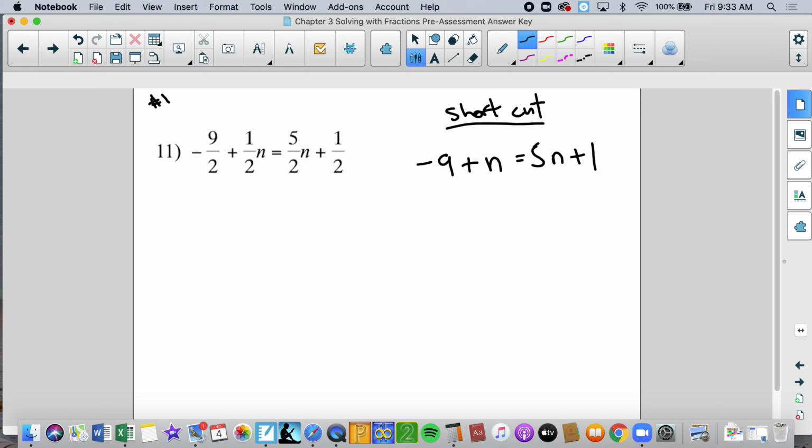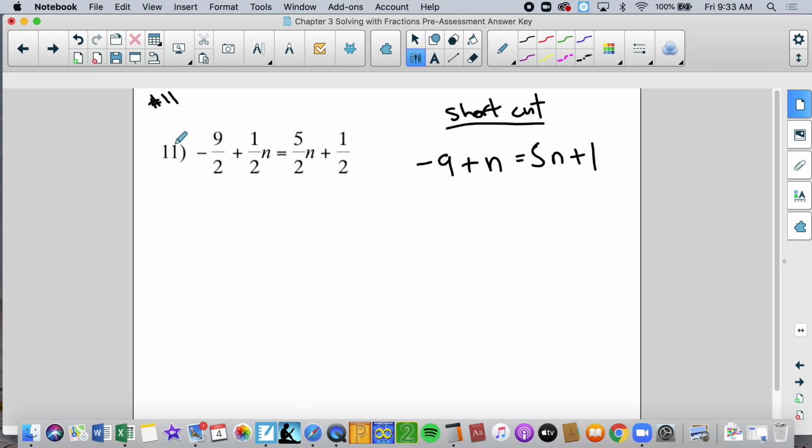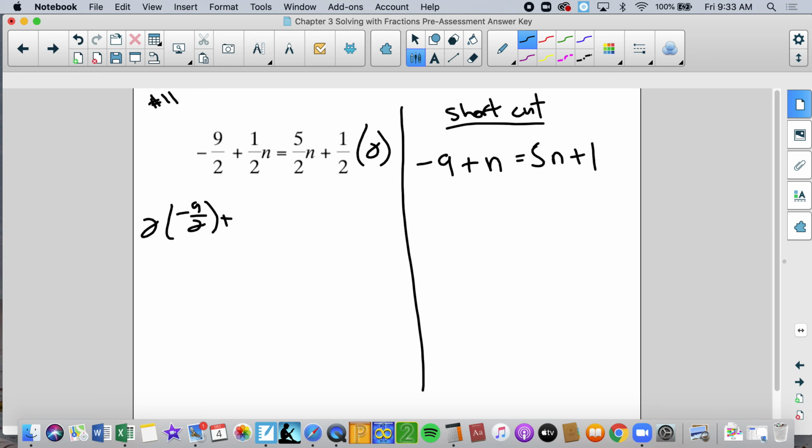Let's do number 11. So we look at the denominators. We're going to multiply everything by 2. So 2 times negative 9/2 plus 2 times 1/2 n equals 2 times 5/2 n plus 2 times 1/2.